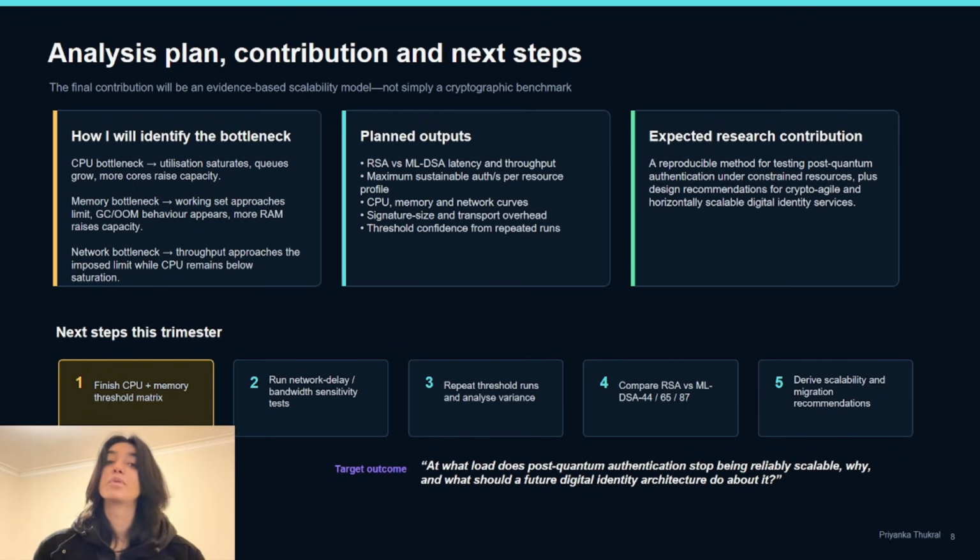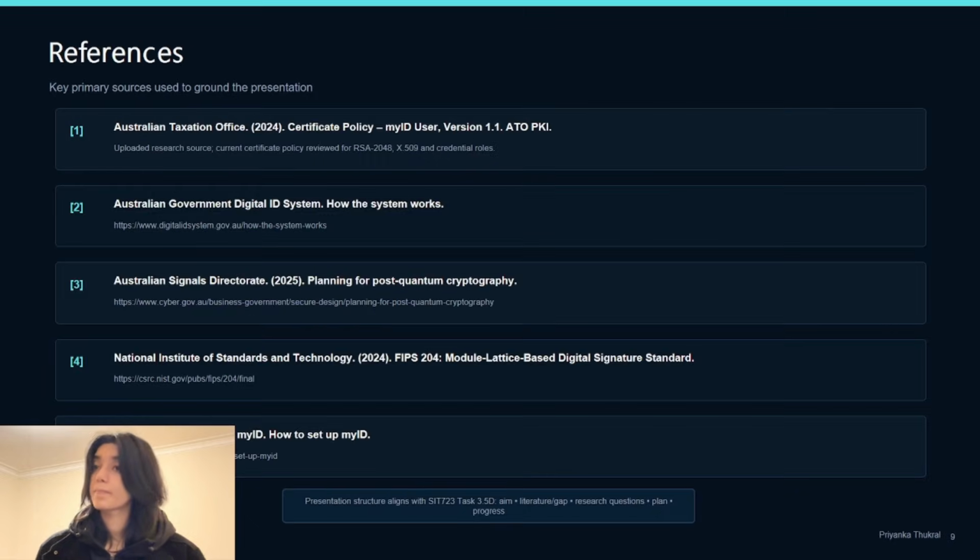The next step would be checking the middle ground of when the CPU and memory thresholds fail and designing a matrix on that. So I would say the target outcome is: at what load does post-quantum authentication stop being reliably scalable, why, and what should a future digital identity architecture do about it.